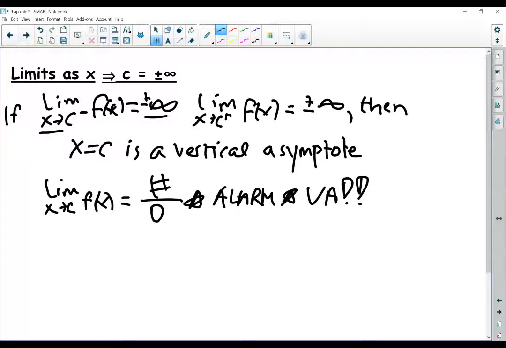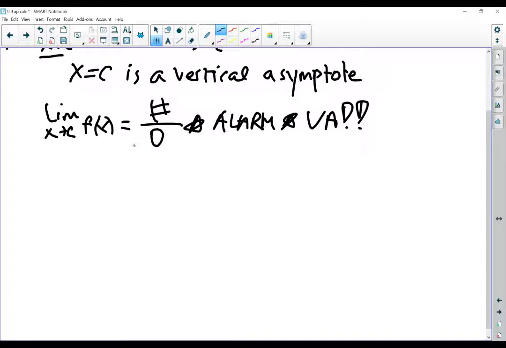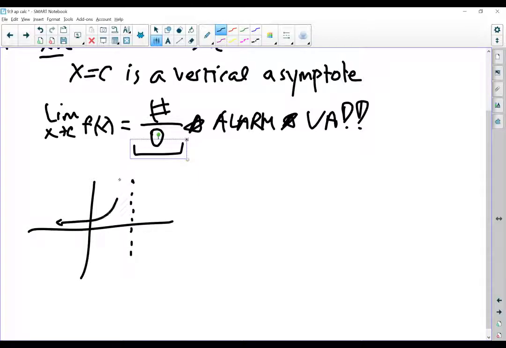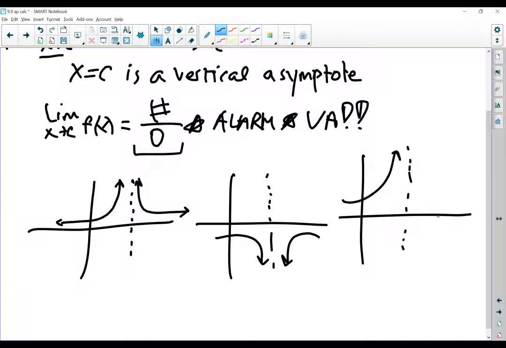So that should be like the ding, ding, ding in your head, and we have a vertical asymptote. Now, this is where it gets a little bit tricky because that is a non-existent number, which means the limit does not exist. But if I think about graphs, I could have vertical asymptotes that look like this. Okay. I could have vertical asymptotes where the graph looks like this. And I could have vertical asymptotes where the graph looks like this.